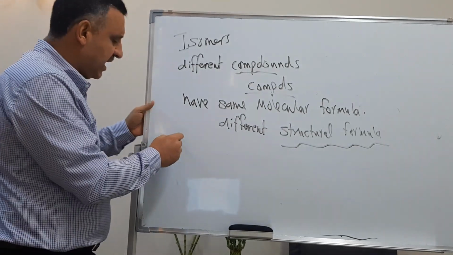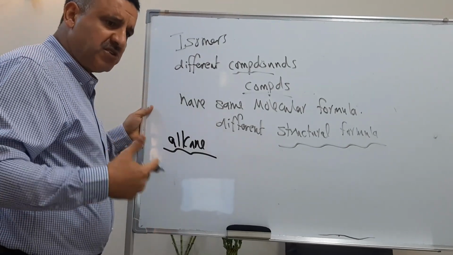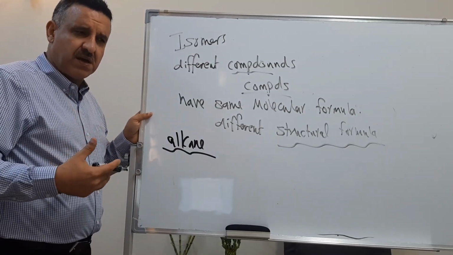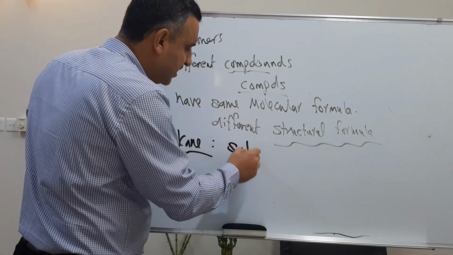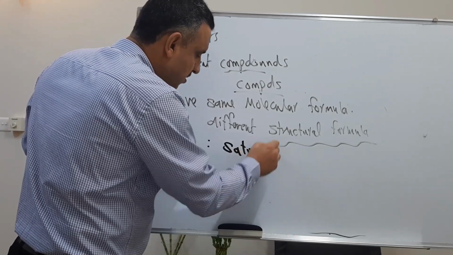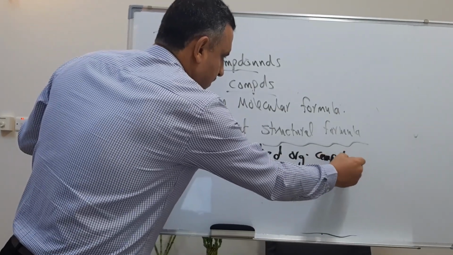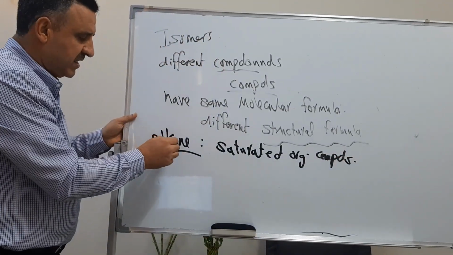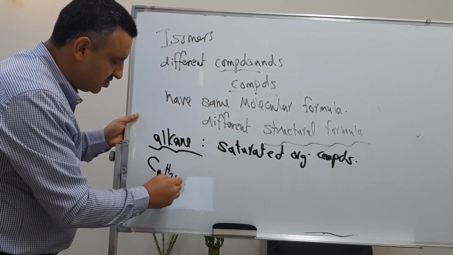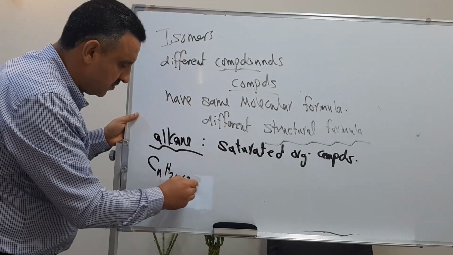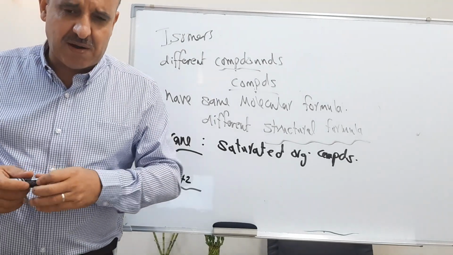Let's talk about alkanes. Alkanes are a major organic functional group in organic chemistry, and we call them saturated organic compounds. So alkanes, in principle, have a general formula of CnH2n+2. So these are the most saturated organic compounds ever.